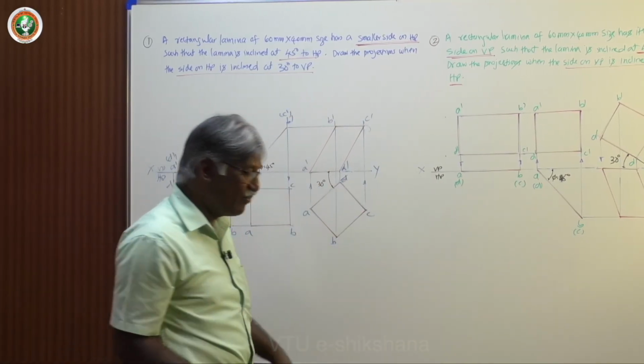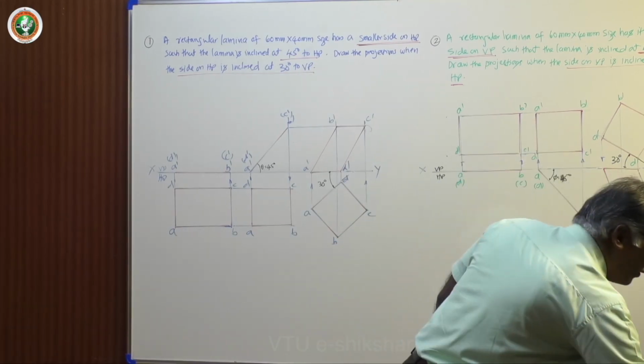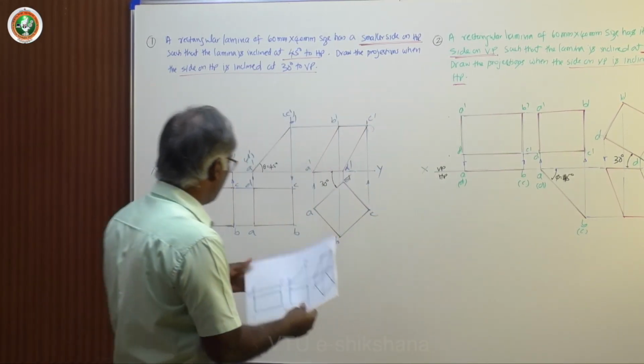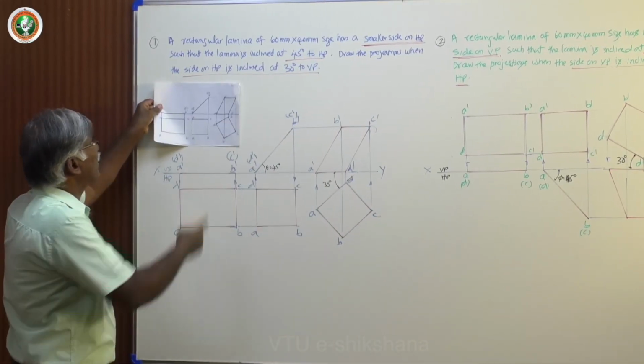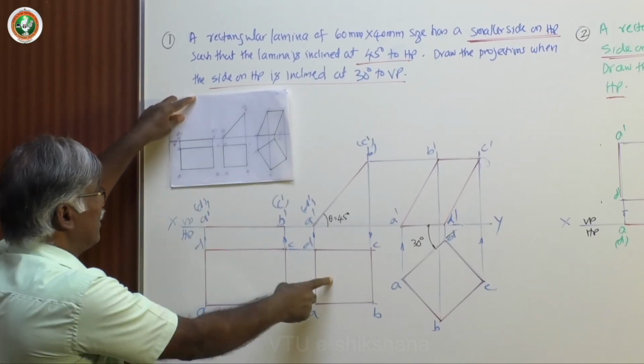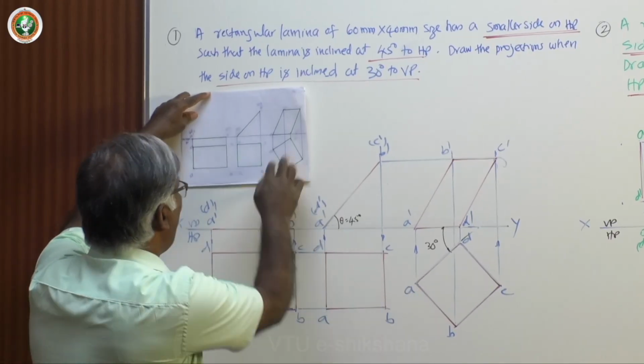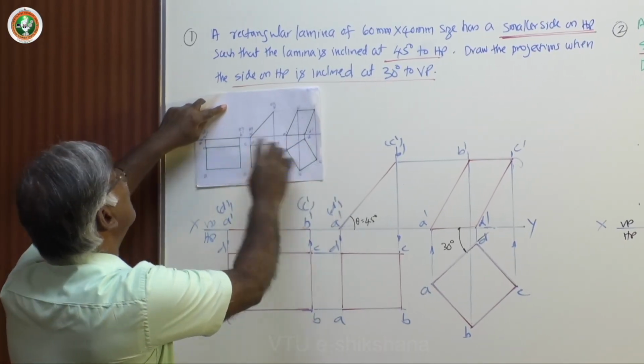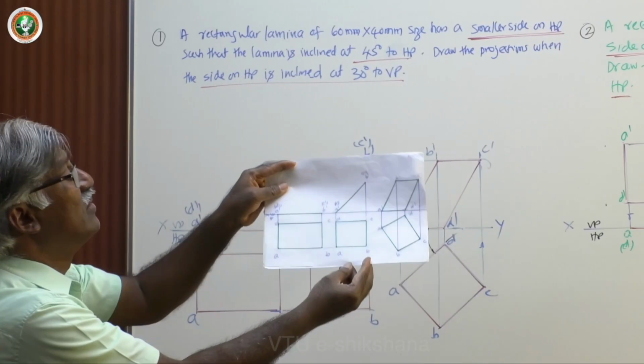I will show you with a simple model. Here is the solution for this problem. So, first position, here this is the second position, this is the third position. I have named it also, you cannot see clearly. See, this is the situation.